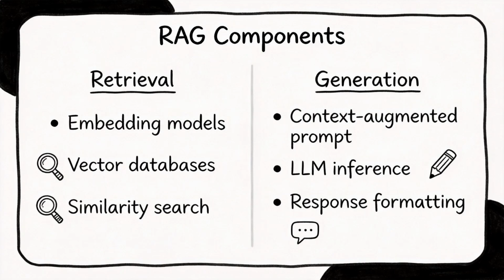Let's break down the two core components. On the retrieval side, we use embedding models to turn both queries and documents into numerical vectors. These vectors live in a vector database, enabling fast similarity searches, usually via cosine similarity, to find the most relevant chunks. On the generation side, the LLM receives a prompt that combines the user's question with the retrieved context. It then performs inference to produce a coherent, fact-based answer, which may be further formatted or filtered before delivery. Together, they form a powerful pipeline.